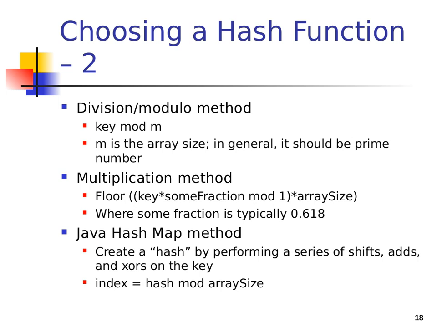So choosing a hash function, what are some common ones? Well, the first one is just do the mod. That one's nice because it's easy. Mod m, and in general m should be a prime number. They've discovered through a lot of statistics that if m is prime, you're probably going to have good distribution. It has to do with number theory and how division works.